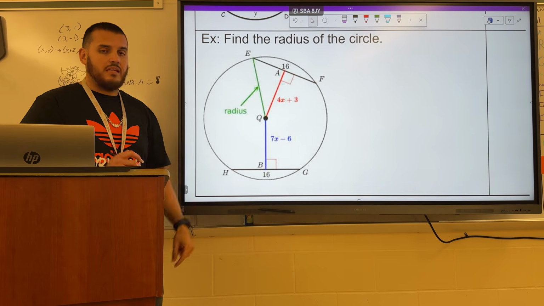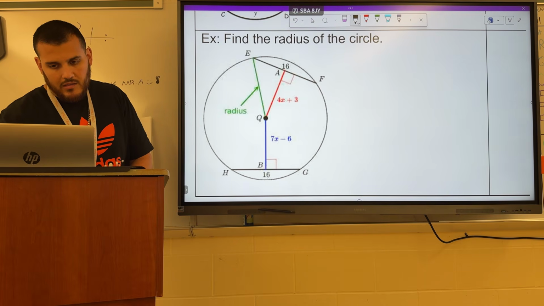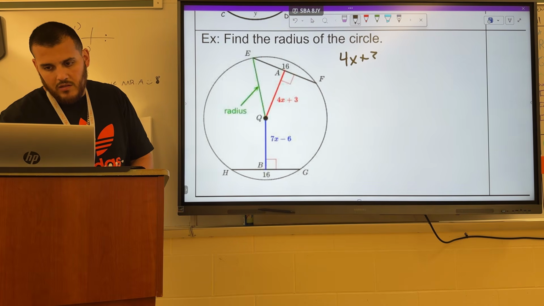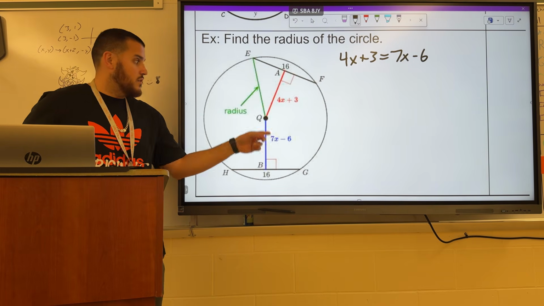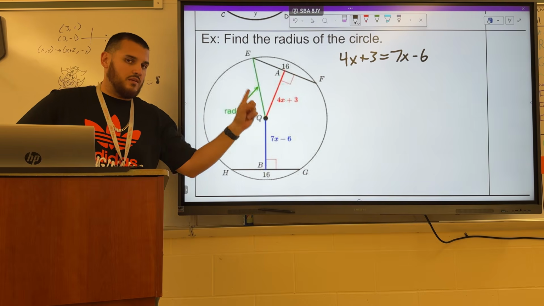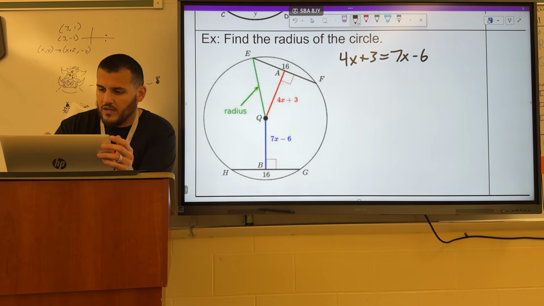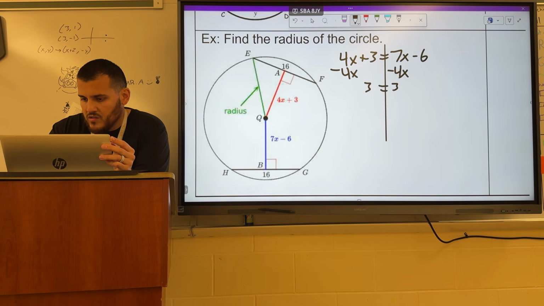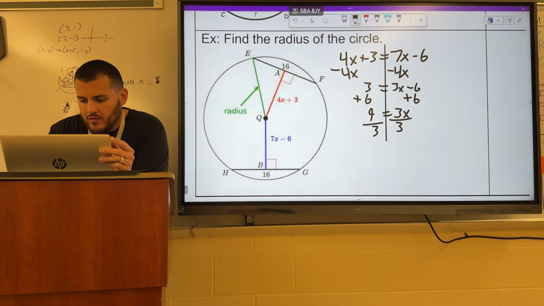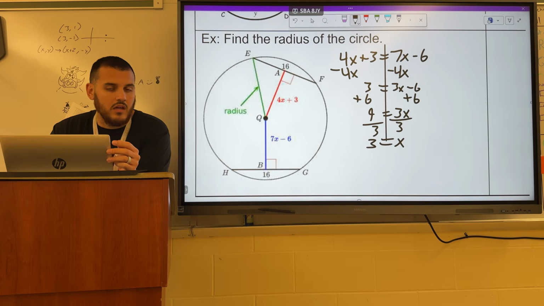4x plus 3 must equal 7x minus 6. This will be the first stage of this. I know that's not on the radius, but we need this information first. So let's solve for x. In our algebra, I would subtract 4x from both sides. I would get 3 equals 3x minus 6. I would then add 6 to both sides to get the 3x alone. Get 3x equals 9. I would then divide both sides by 3 to get x equals 3.